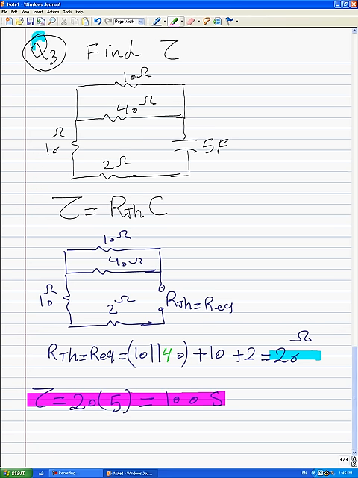Once again, in this tau, R should be in ohms and C should be in farads. And if we are discussing RL circuits, tau is equal to L over RTH. Here, again, RTH is in ohms and L is in Henrys, and this tau is in terms of seconds.